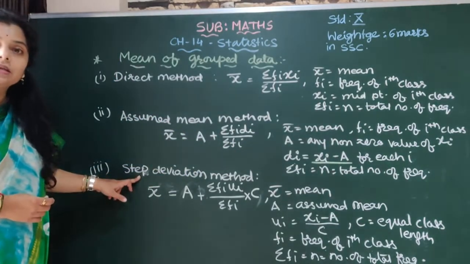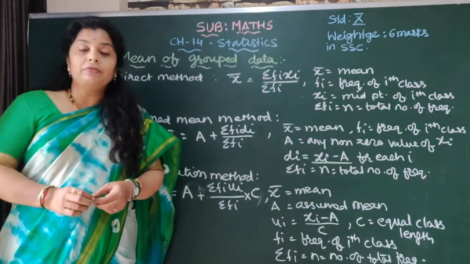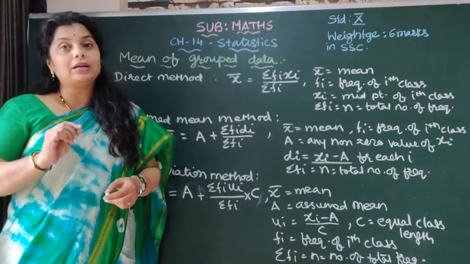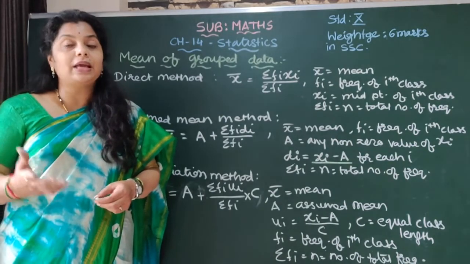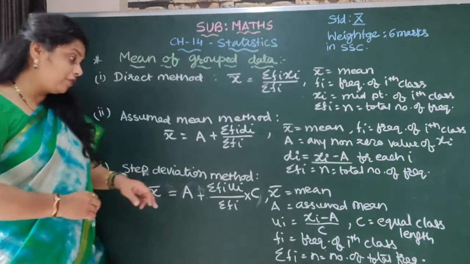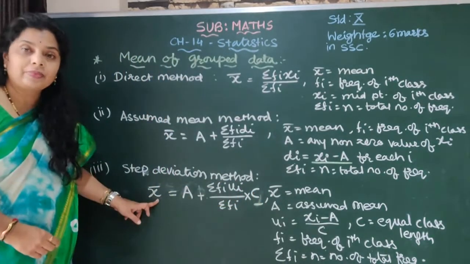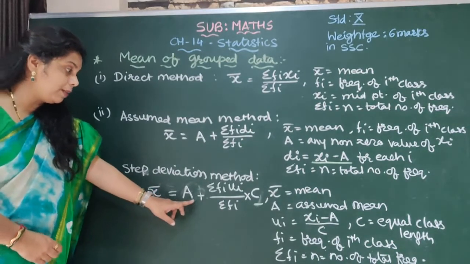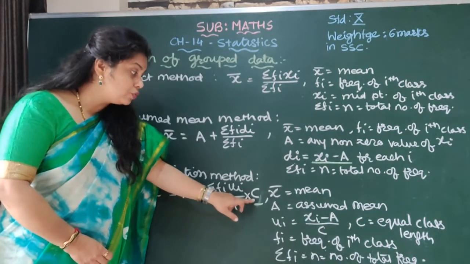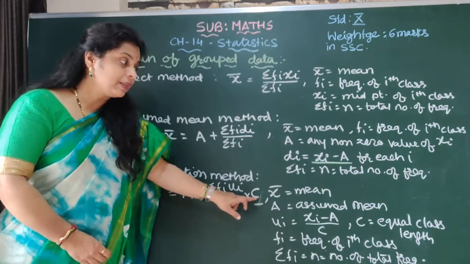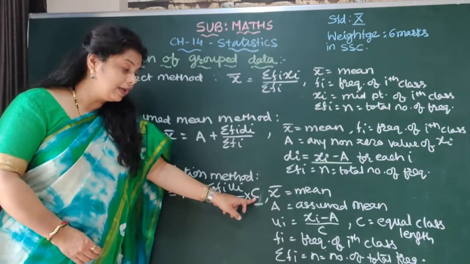Now, third one is a step deviation method. In step deviation method, as I told you, we can do this when the class length is same to get a less time consumption and get the better result. And therefore, this formula include C. Here x bar is equal to A plus sigma fi ui upon sigma fi into C. What is this C? This is the equal class length C.